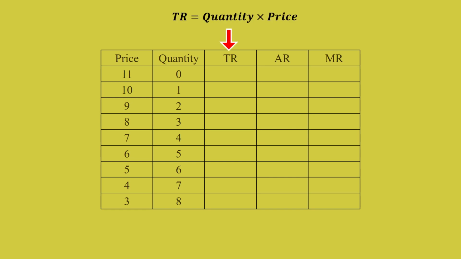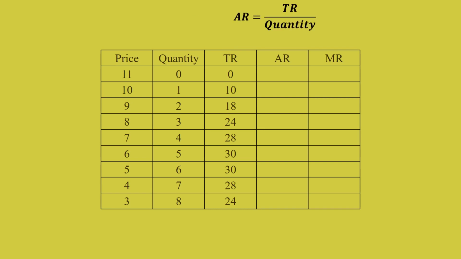Total revenue is quantity times price. Then, total revenue for different quantities are 0, 10, 18, 24, 28, 30, 30, 28 and 24. Average revenue is total revenue over quantity. Average revenue cannot be calculated for 0 quantity. Hence, we put a dash there. Average revenue for other outputs are 10, 9, 8, 7, 6, 5, 4 and 3.